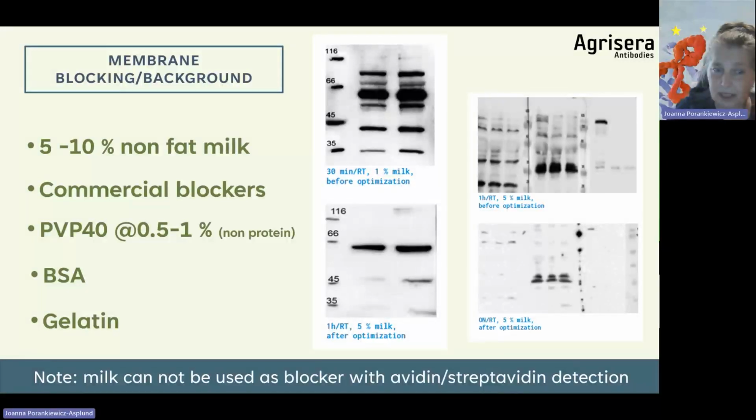And I would like to point out, as you see here in a note, that if you're using avidin, streptavidin detection, you should not use milk as a blocker because there will be an interference.